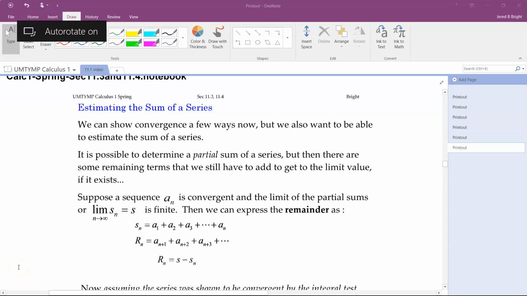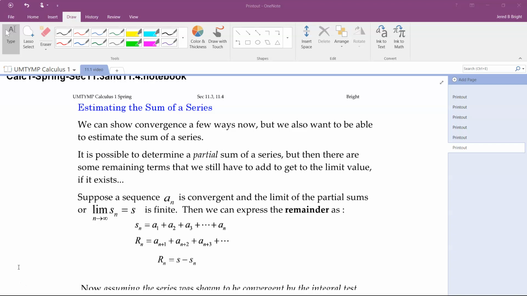Welcome back, everyone. We just wrapped up the integral test, and now we want to take a step back and see if we can estimate the sum in some reasonable way. We can always find the partial sum, because that's just a sum of some finite number of terms. But if we sum the first n terms, we have terms n plus 1 off to infinity that we still need to add up, and we want to see, if it is convergent, how big is that remainder? Because knowing how big that is means that maybe we need to add more terms to be within a certain range of accuracy.